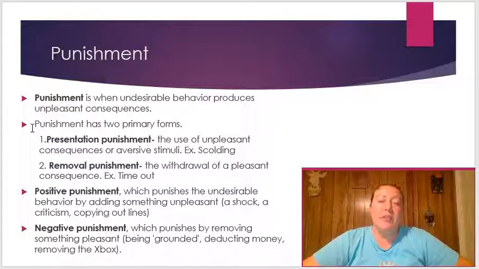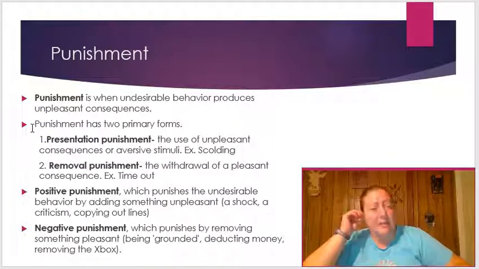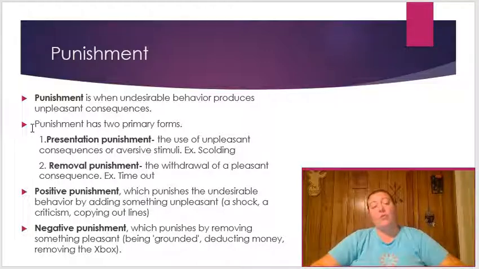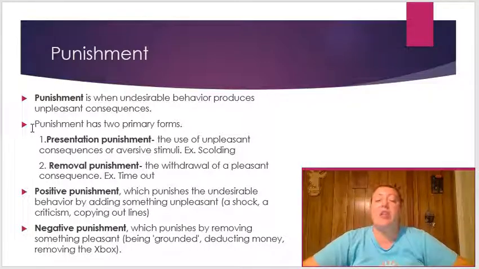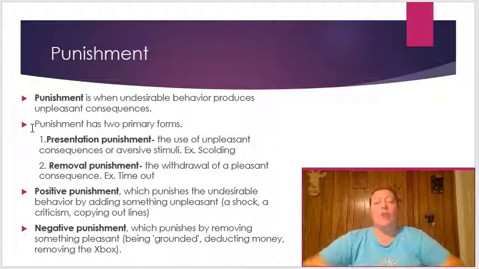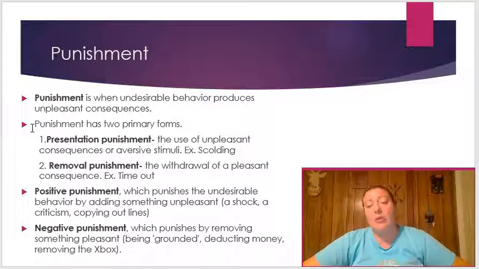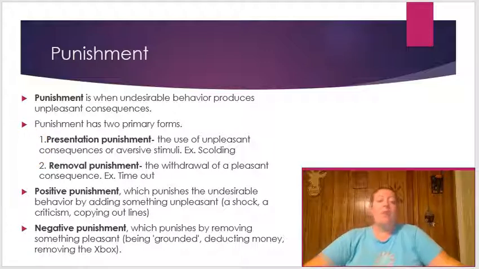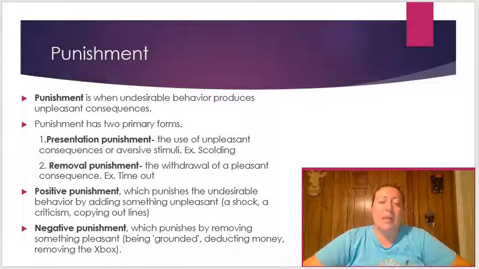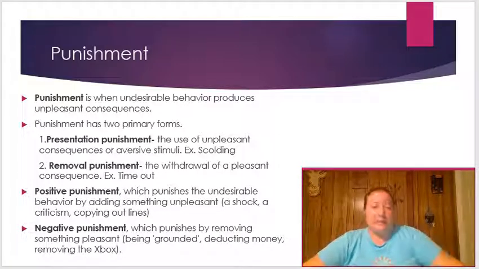Punishment is when undesirable behavior produces unpleasant consequences. Punishment has two primary forms. Presentation punishment is the use of unpleasant consequences or aversive stimuli. An example, scolding. Removal punishment is the withdrawal of a pleasant consequence. For example, loss of time, time out, loss of recess, no computer time. Positive and negative punishment. Positive punishment occurs when it punishes the undesirable behavior by adding something unpleasant. Negative punishment removes something pleasant.